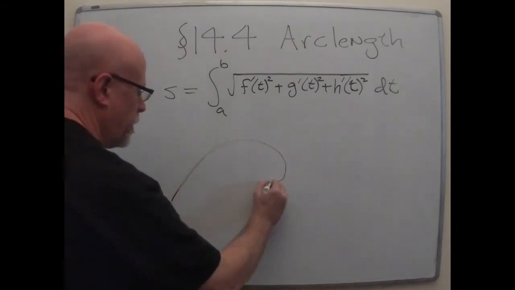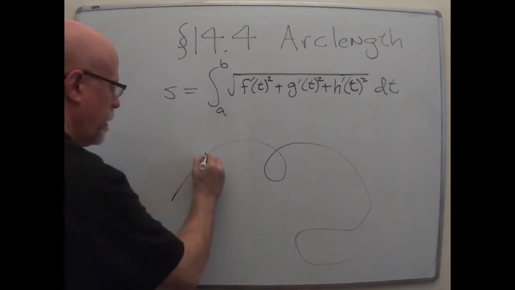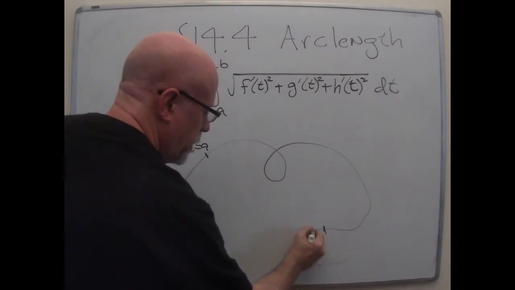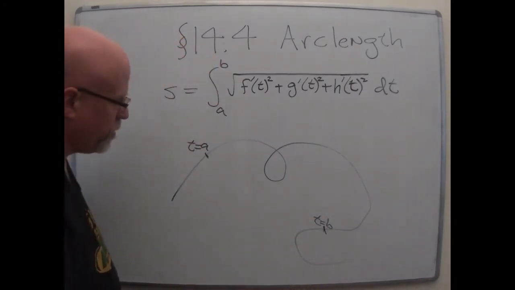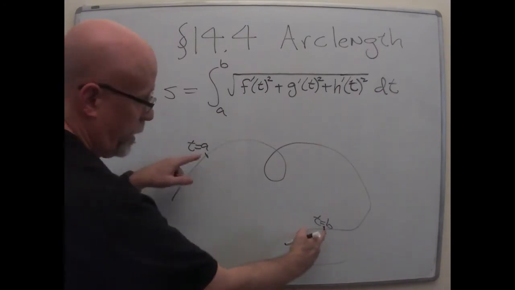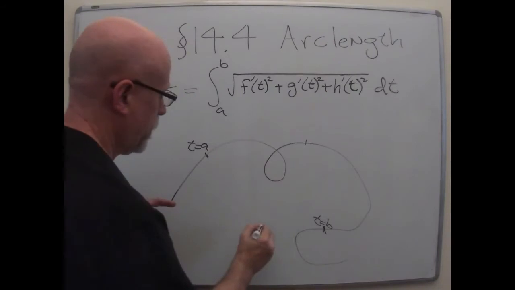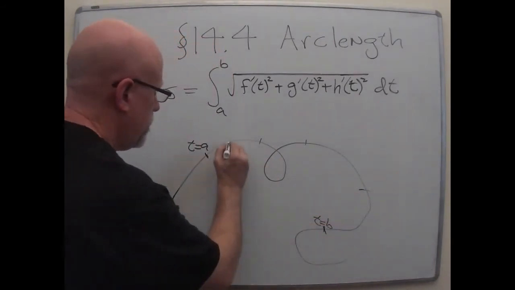Imagine this is actually in 3 dimensions. We've got some funky curve like that, and I'm trying to measure the length from t equals a to, how about down here, t equals b. Well, what I could do is divide the interval from a to b on the time coordinate up into a bunch of bits. Here's the halfway point. Here's a quarter of the way there, and there's a quarter of the way there.